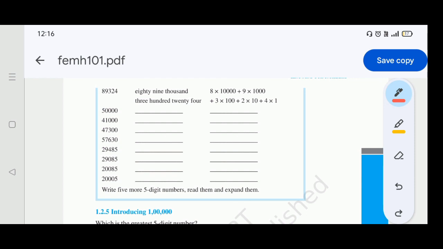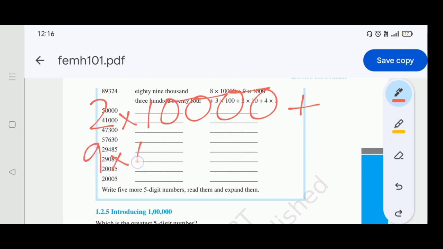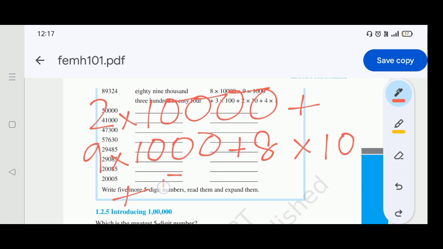Now the expansion of 29,085 would be 2 into 10,000 plus 9 into 1000. There is no hundreds place, so we can directly write as 8 into 10 for 80 plus 5. This is the expansion of 29,085.